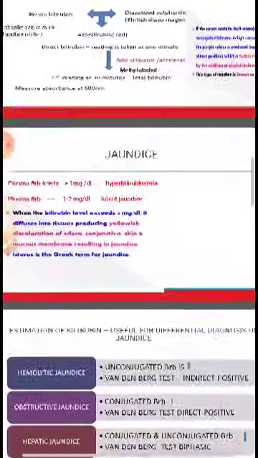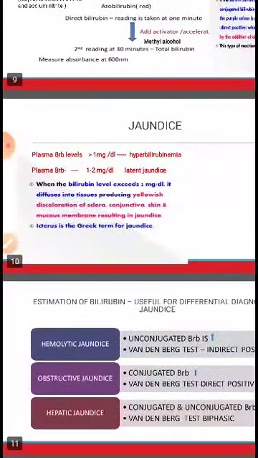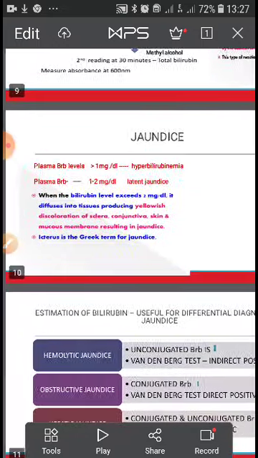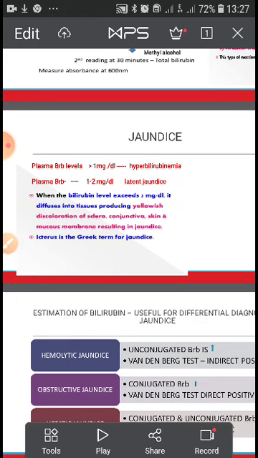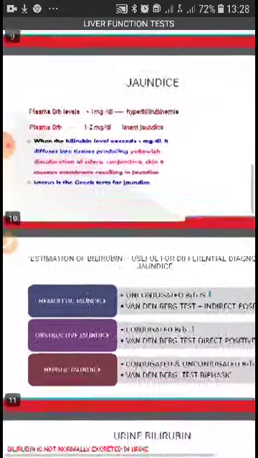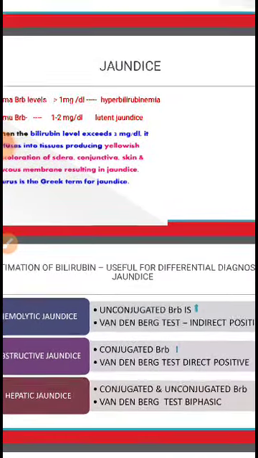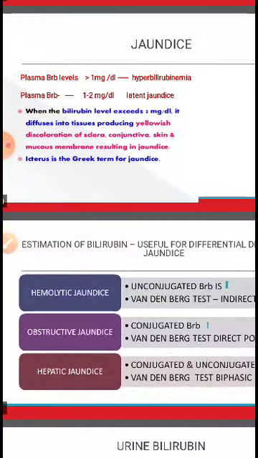Now, what is the utility of estimation of bilirubin? Bilirubin helps us to differentiate the different types of jaundice. Now, as I told you, when plasma bilirubin is less than 1 milligram per deciliter, it is seen in normal individuals. But if the bilirubin levels increase more than 1 milligram per deciliter, it is known as hyperbilirubinemia. And if the bilirubin levels increase between 1 to 2 milligram per deciliter, it is known as latent jaundice.